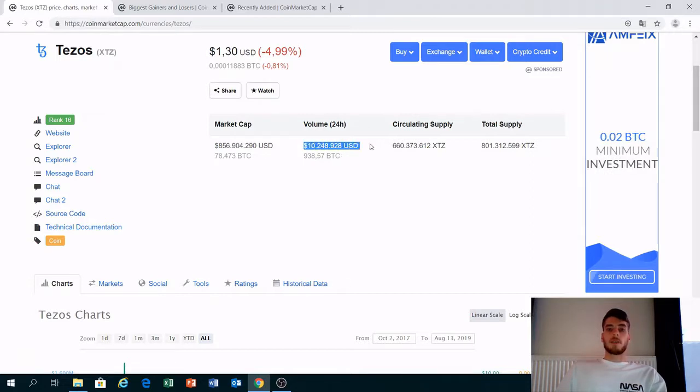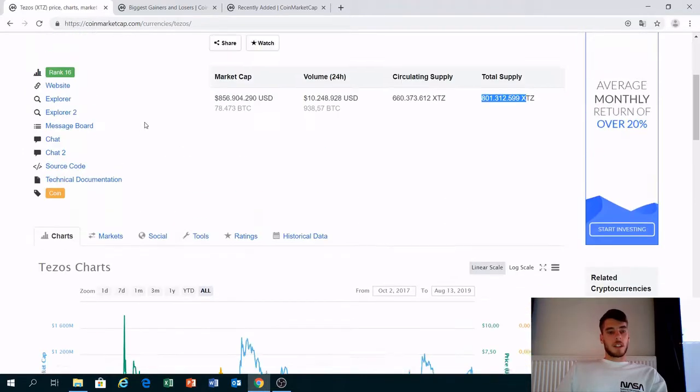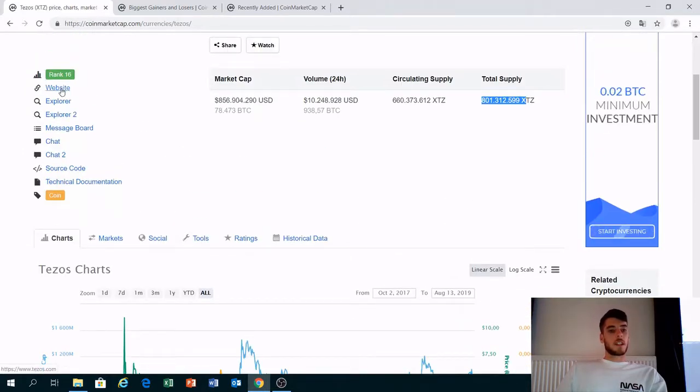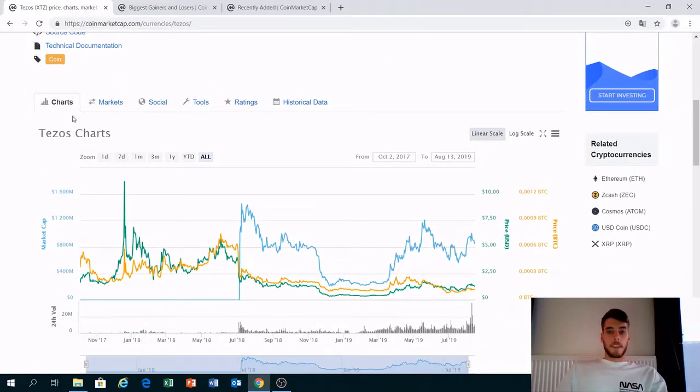You can see the volume over here, the volume in Bitcoin, circulating supply, and the total supply. Now when we go, if you click here on the left, you can go to the website. This is the same with every coin. You can see the source code on GitHub because it's open source. And you can see that this is a coin, not mineable.